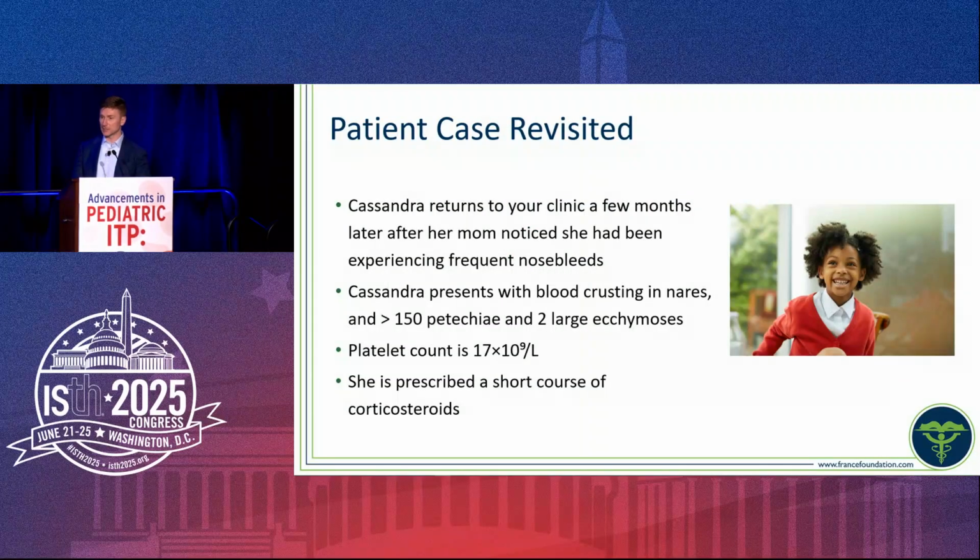So back to our patient case. Cassandra, if you remember, has come back to your clinic a few months later after her mom noticed some more significant bleeding, including frequent nosebleeds. She has blood crusting in her nares, she has over 150 petechiae on her body, and she has 2 large ecchymoses on her body. Her platelet count is very similar at 17. At this point, given she's progressed in terms of symptoms, a short course of corticosteroids is prescribed.